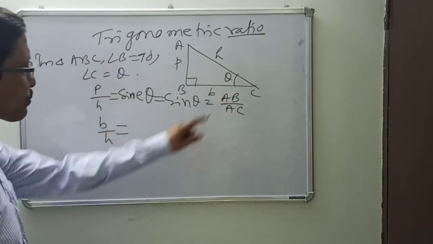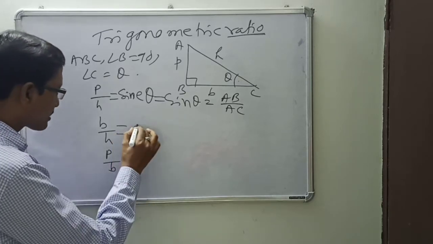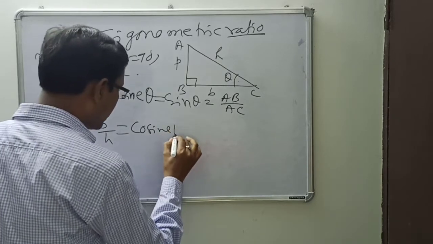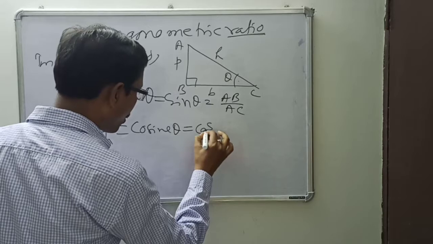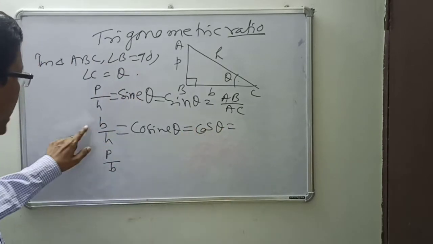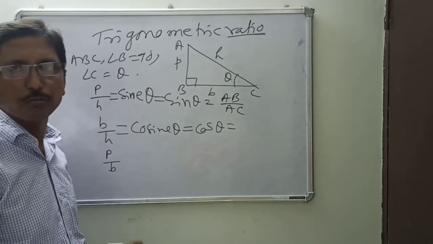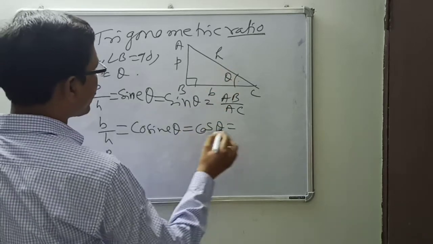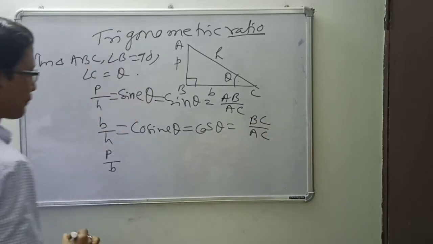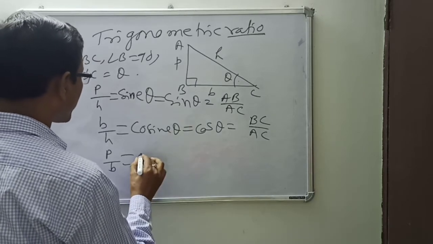Similarly, with respect to theta, the ratio of base and hypotenuse is known as the cosine, cosine theta. In short we say cos theta. Cos theta is the ratio of base and hypotenuse with respect to theta. For this figure the base is BC, so it is BC by AC.